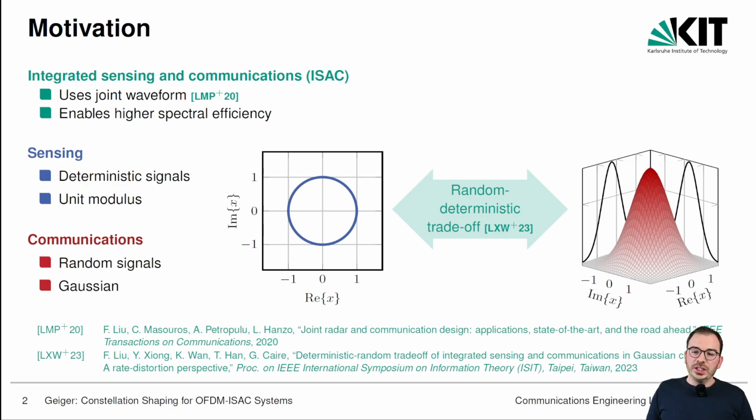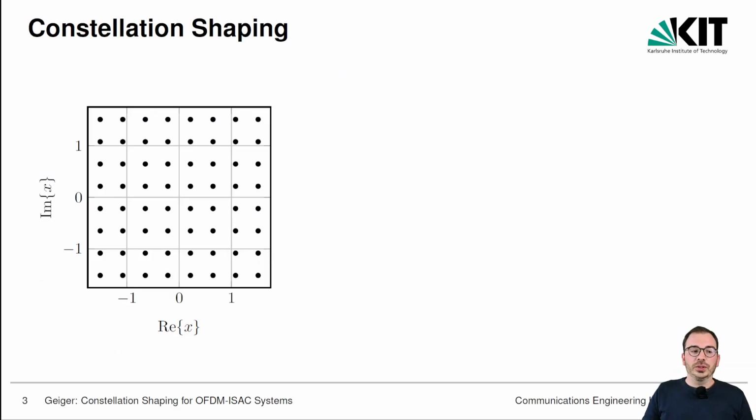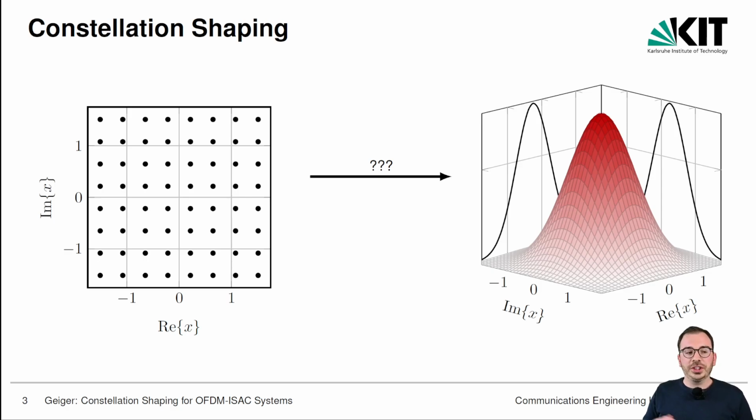This makes the constellation, which determines the channel input distribution, a crucial factor when designing ISAC systems. So conventional communication systems use quadrature amplitude modulation. What you can see here is a constellation diagram of a 64-QAM. So now the question arises, how can we modify this constellation such that we can approximate arbitrary channel input distributions, here for example a Gaussian, which might optimize the ISAC performance.